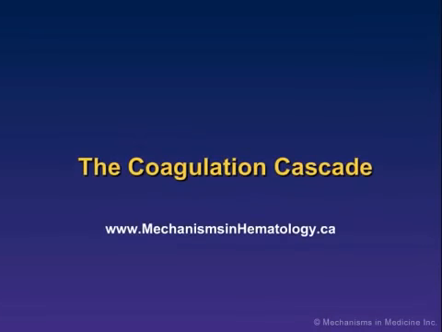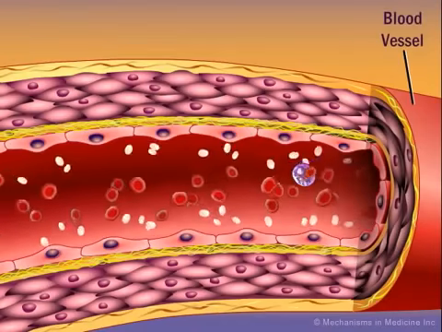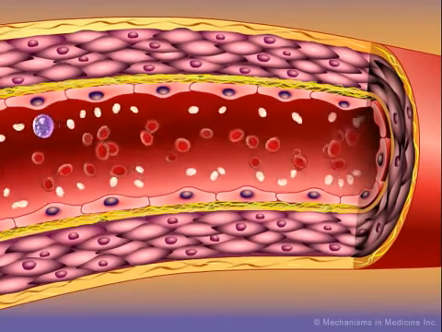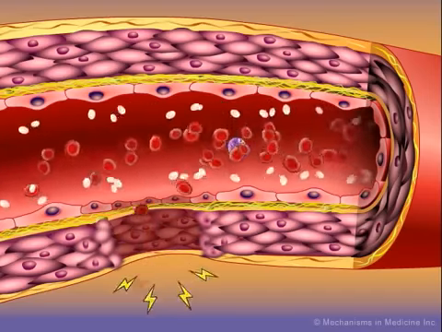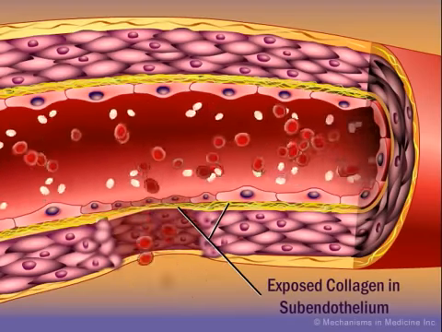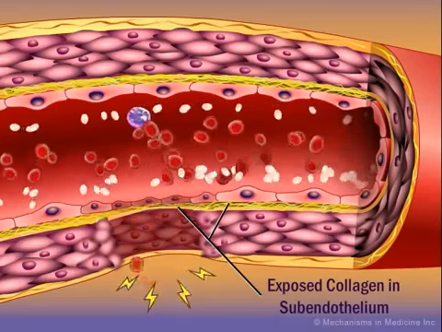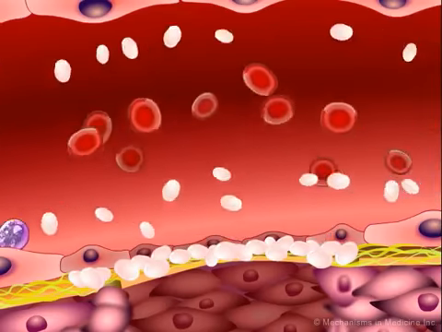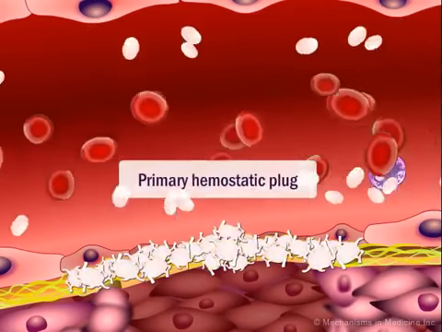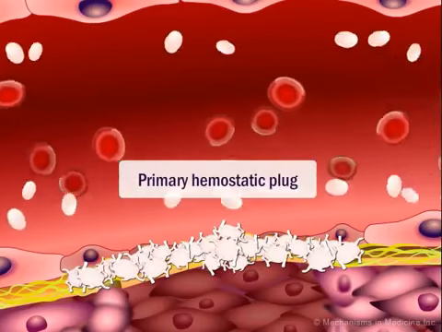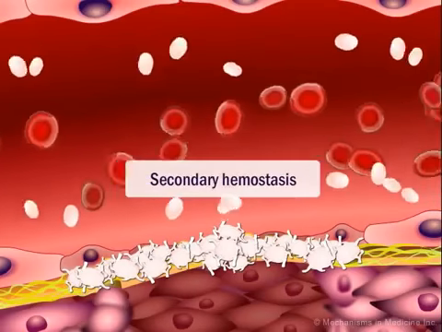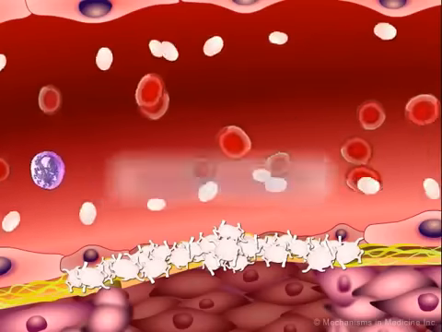The coagulation cascade. The integrity of the vessel wall and the endothelial cells that lie therein is monitored by circulating platelets. When injury to the vessel wall occurs, endothelial damage results in the exposure of subendothelial collagen fibers. This subsequently leads to a response from platelets, which adhere at the site of injury, are activated, and aggregate to form a primary hemostatic plug.